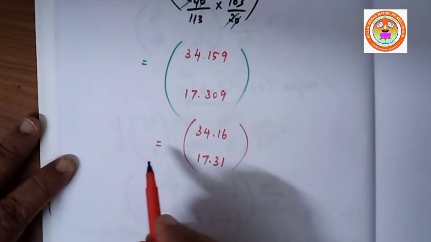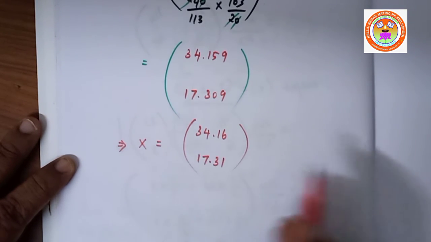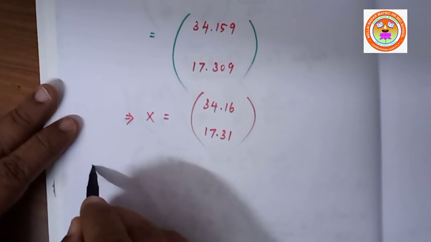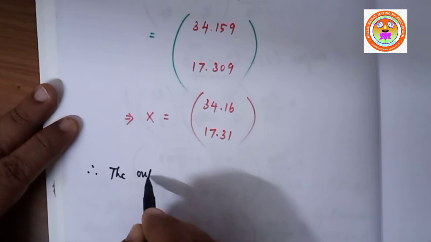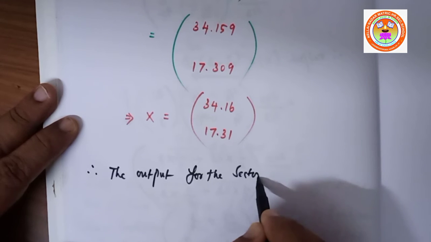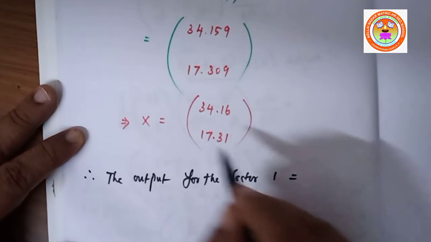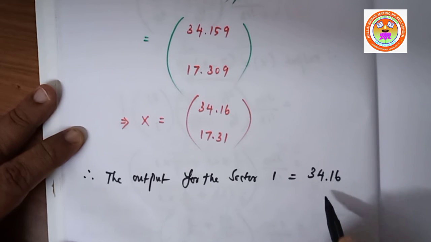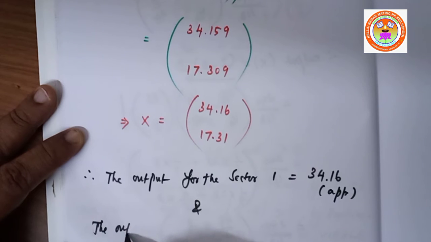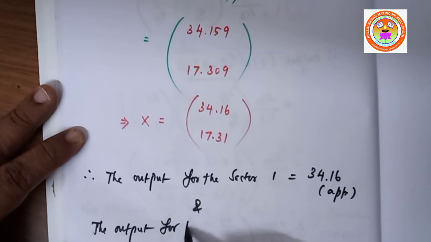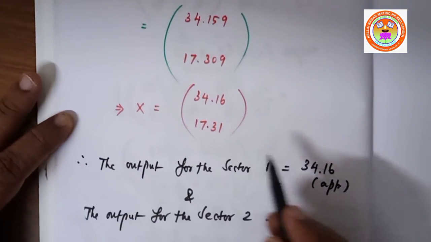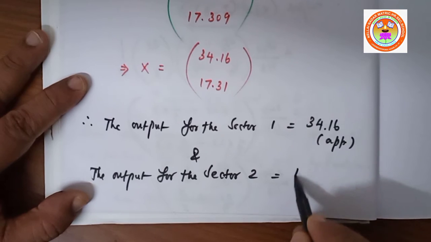Finally, you have to write the result, which is capital X. Therefore, the output for sector 1 is approximately 34.16, and the output for sector 2 is approximately 17.31.